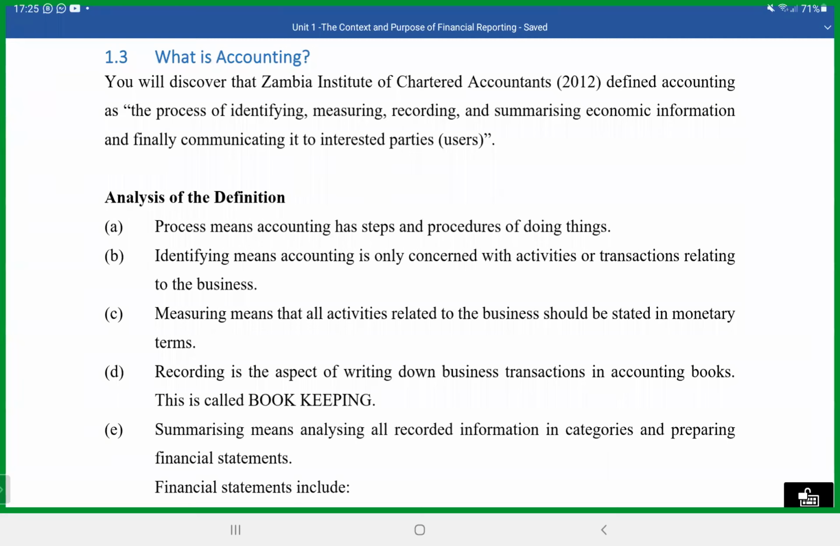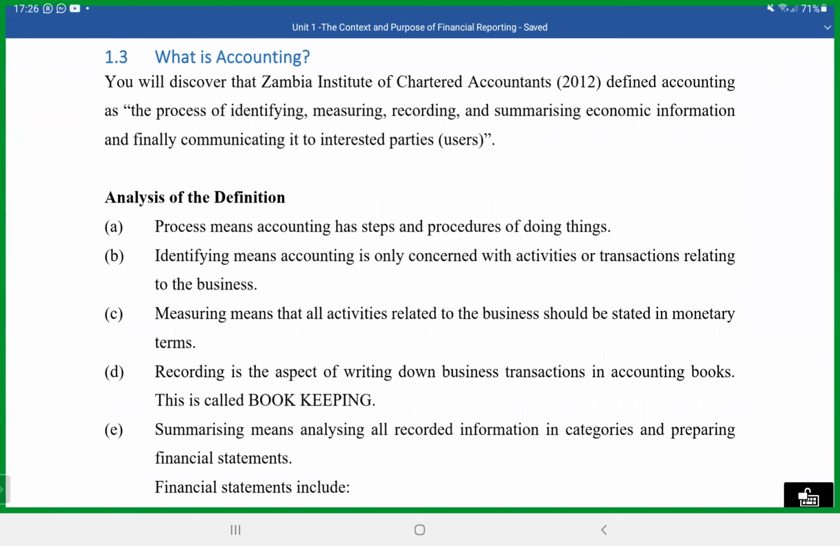Now, identifying means that accounting is only concerned with the activities or transactions relating to the business. You have to pay attention. I'm repeating this one. We have said that accounting is about identifying. Why? This is because accounting is only concerned with activities or transactions relating to the business. Accounting is not really concerned about other activities. It is just concerned about activities that concern the business. Clear? Clear.